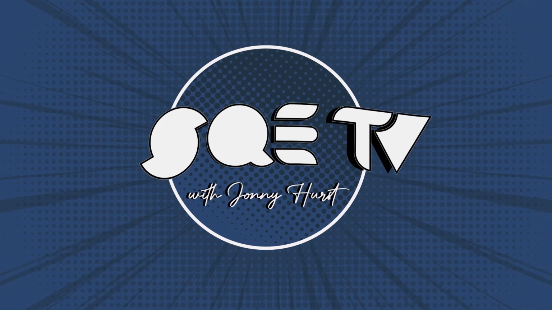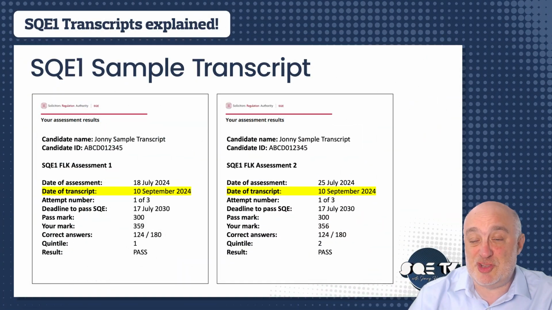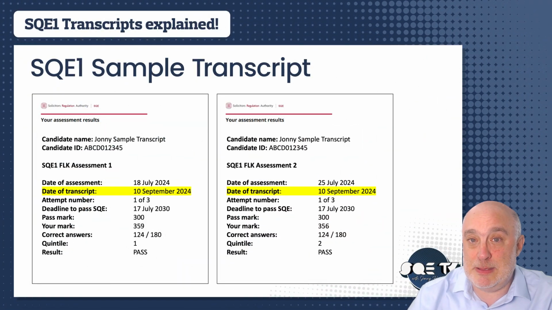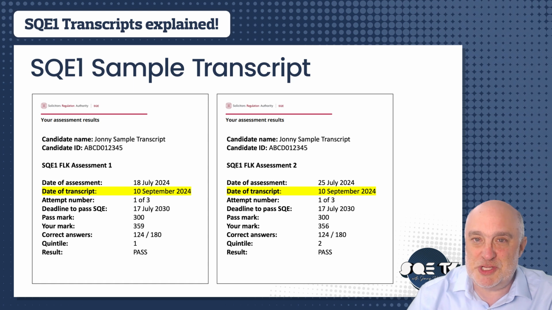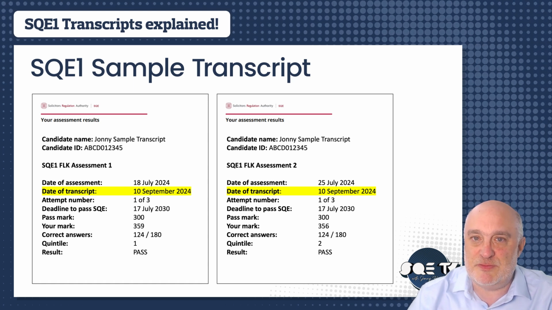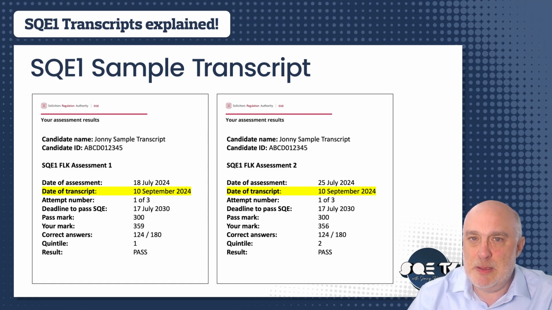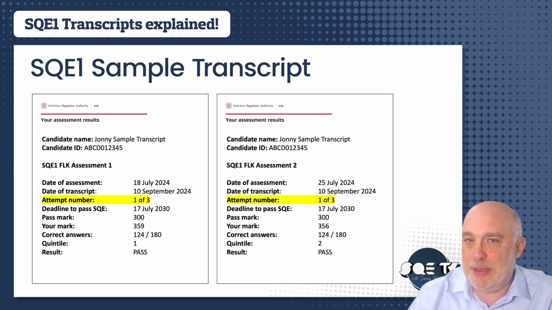The date of the transcript, which is here the 10th of September 2024, doesn't warrant much discussion. That's simply the date that the results were released for this particular SQE1 sit. But the next 2 sections do warrant quite a bit of discussion.